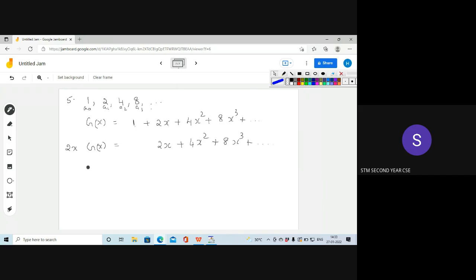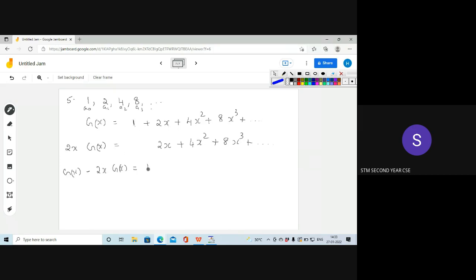What is the next step? What are you going to do in the next step? Subtract. Yes, what are you going to subtract? From which one are you going to subtract? G of x minus 2x into g of x.